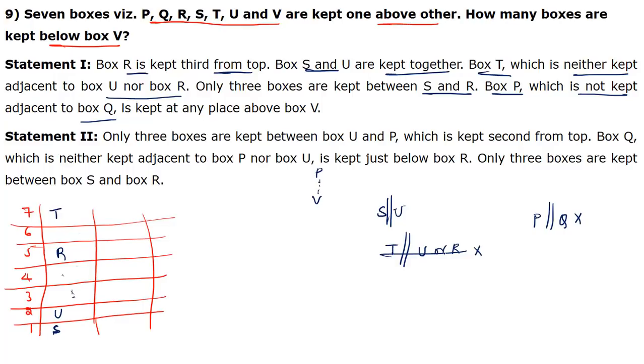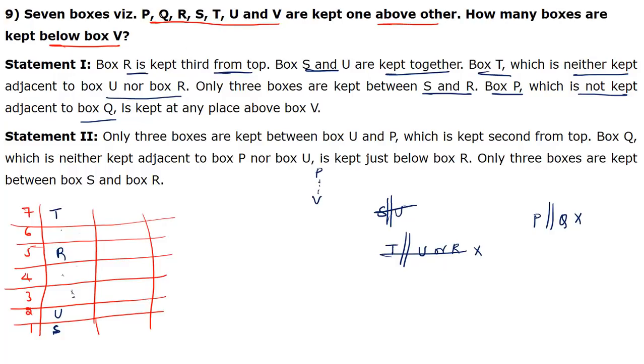This is done. Now this is also done. So P and Q are not immediate neighbors, and V is above P, right? So therefore V is above P. So P can be here, P can be here as well. But then V can be here, V can be here. It is going to make so many possibilities. We cannot answer this question.